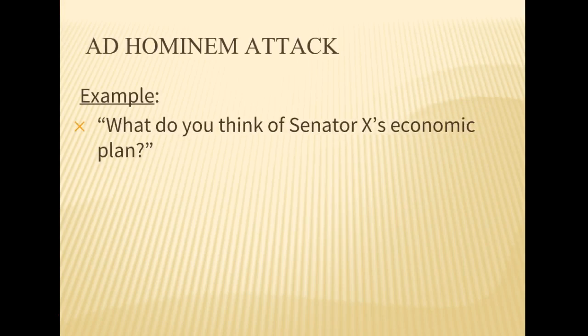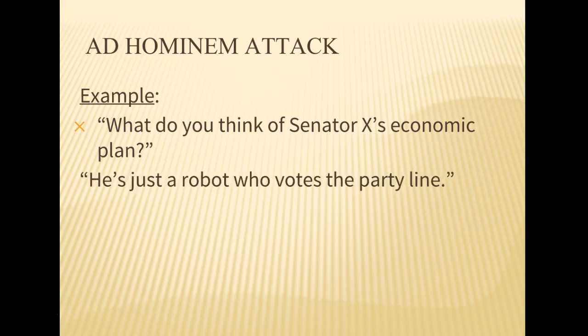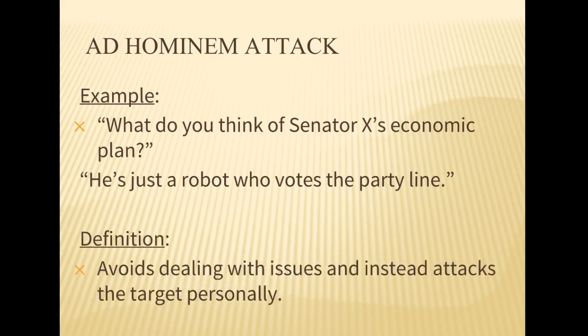Ad hominem attacks. So if we ask somebody, what do you think of Senator X's economic plan, and they respond, he's just a robot who votes the party line, well, the definition in that case is we avoid dealing with the issues and instead attack the target personally. Anytime you see personal attacks rather than a discussion of the issues, that's an ad hominem attack.